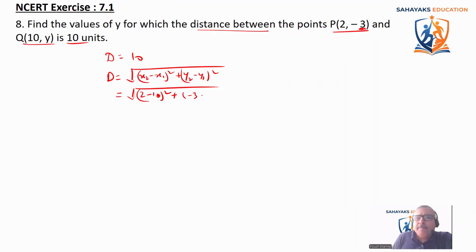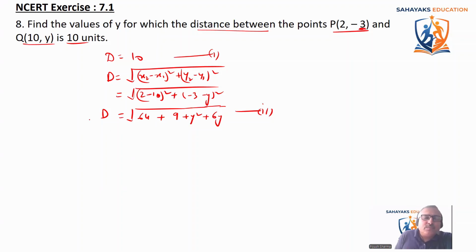Minus 3 minus y whole square. So it becomes 2 minus 10, which is minus 8. Minus 8 squared is 64, plus minus 3 minus y squared, which will be 9 plus y square plus 6y. So this is equal to t, right? Now, this is the first equation. This is the second equation. I can say d is equal to d, or put the value of d here.